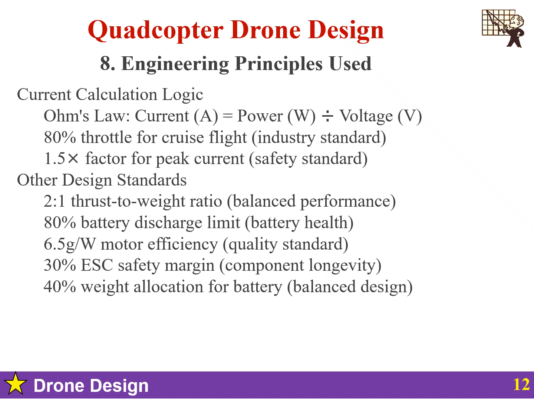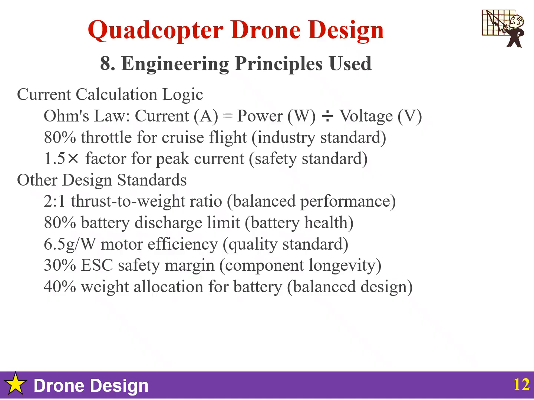Then is the motor, that is 6.5 gram per watt efficiency. This reflects the reality of large motors. Understanding this declining efficiency helps predict real world performance versus theoretical calculations. Next is the 30% ESC safety margin. At 26.5 ampere peak current, this margin prevents thermal issues that would ground the platform during critical missions.